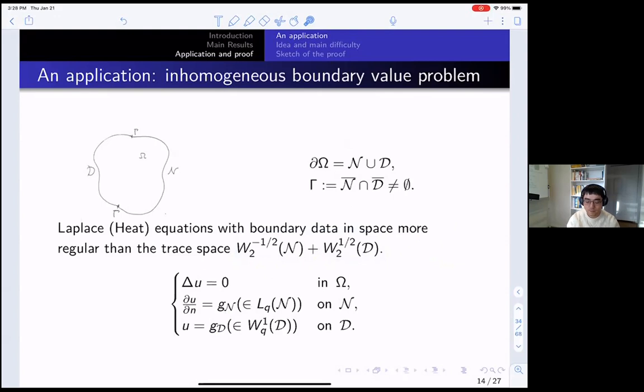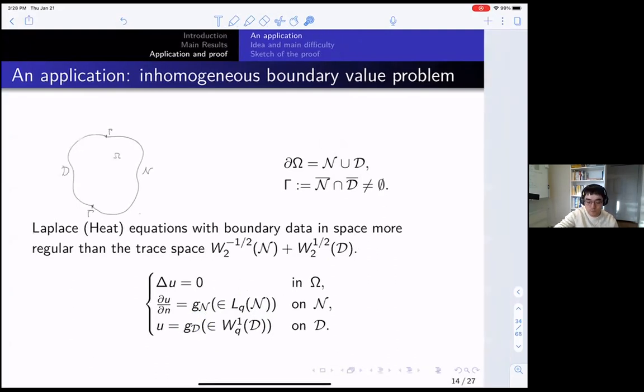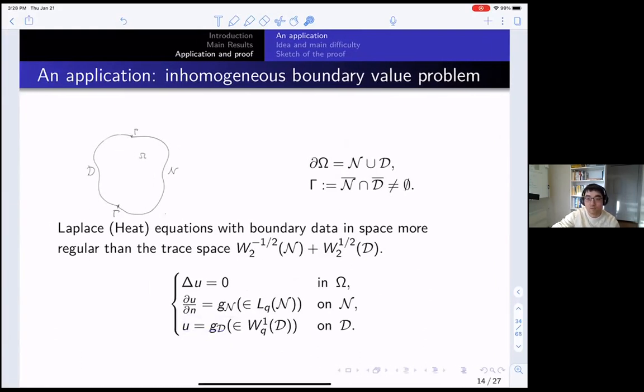So the problem is, if the boundary data is smoother than the trace space, can we get a smoother solution? But there is no point in making the boundary data too smooth, because there is an optimal regularity, so we cannot go beyond that. The natural boundary data below this optimal regularity space is L^q space for the Neumann data and W^{1,q} for the Dirichlet data. Here W^{1,q} means the Dirichlet data g_D itself is in L^q and its tangential derivative is also in L^q. So these two boundary conditions will have the same regularity level. So this is the problem with L^q, W^{1,q} boundary data.